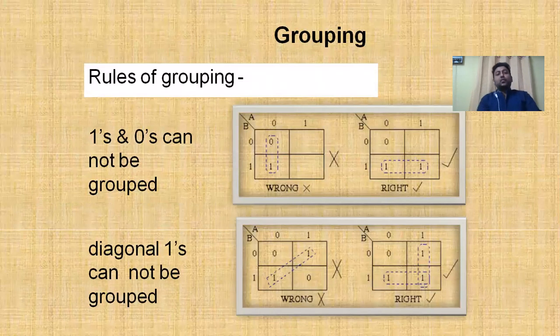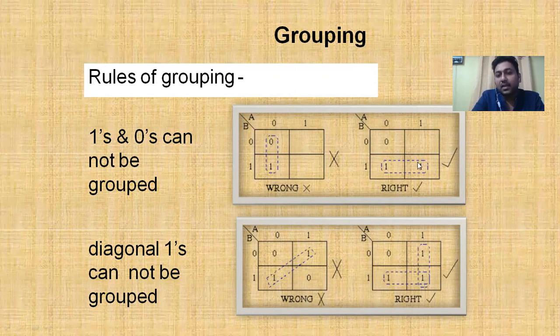Now we are going to the rules of grouping. How we can group is the most important thing. There are a few rules. Some boxes are drawn here, some are wrong, some are right. The first one is wrong. Why is it wrong? Because there is a grouping of 1 and 0, which is not possible. In case of SOP, we group only adjacent ones. So a group of 1 and 0 is totally wrong, and we do not follow this.